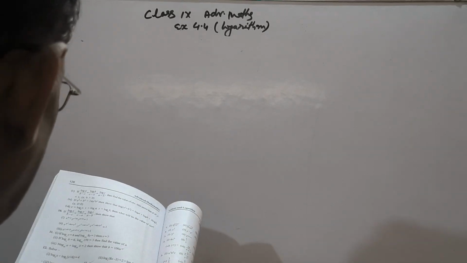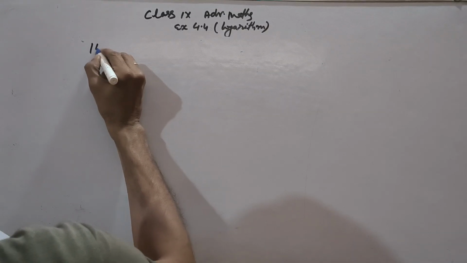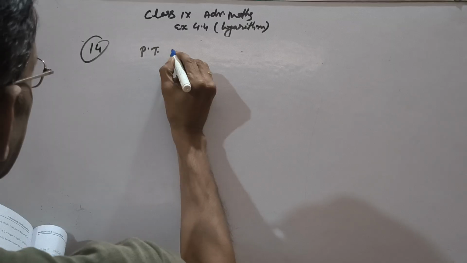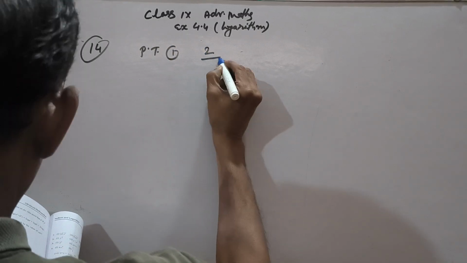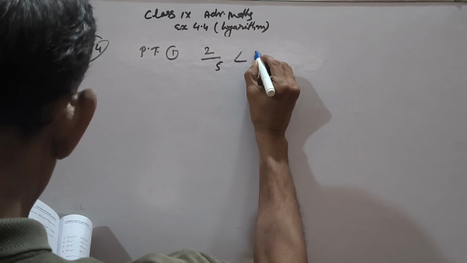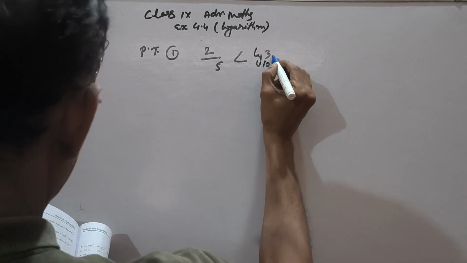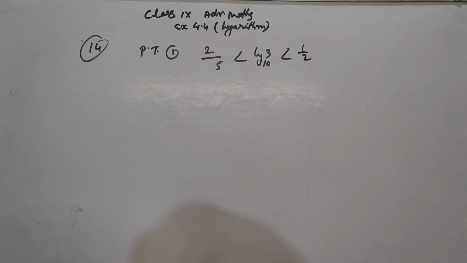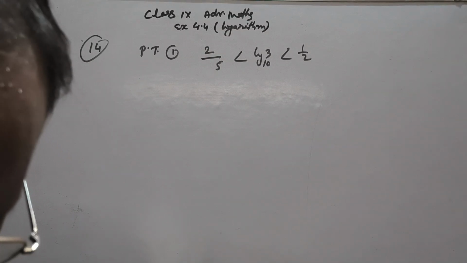But 14 is very important sum. In number 14 we need to prove that 2 by 5 is less than log 3 to the base 10 is less than 1 by 2. Try to understand it. This will be logical, but very important sum.